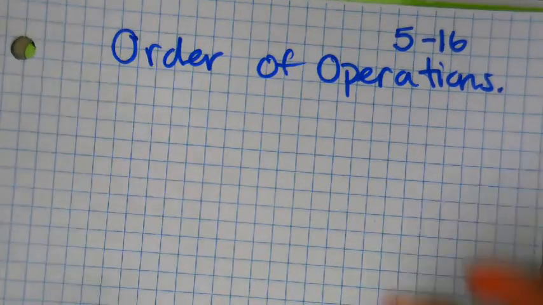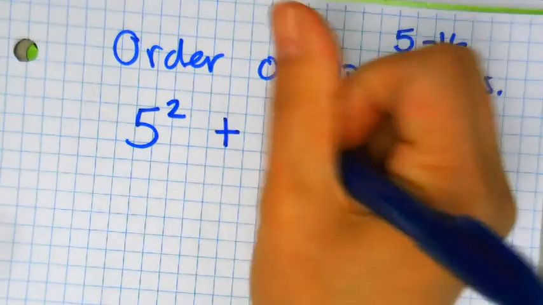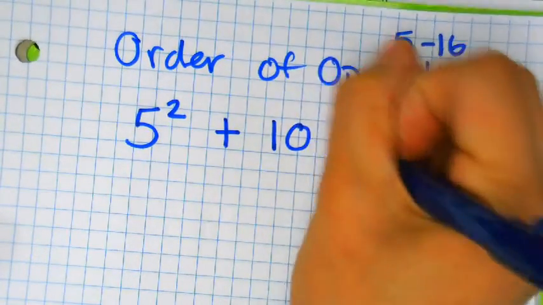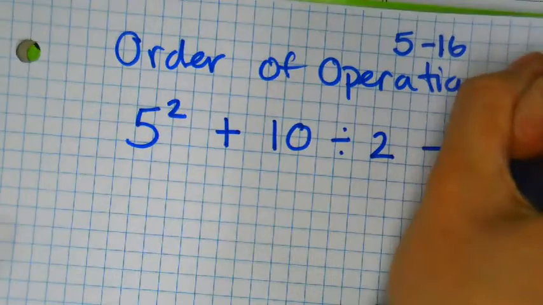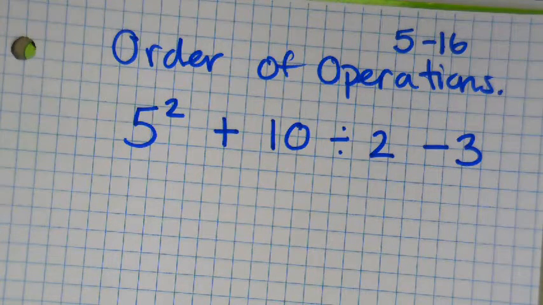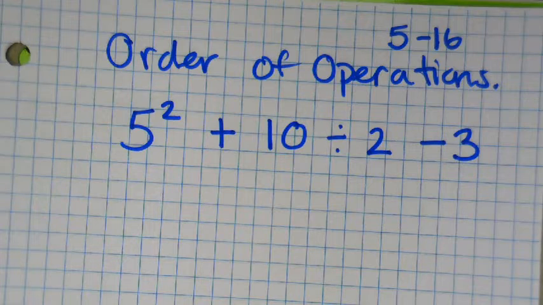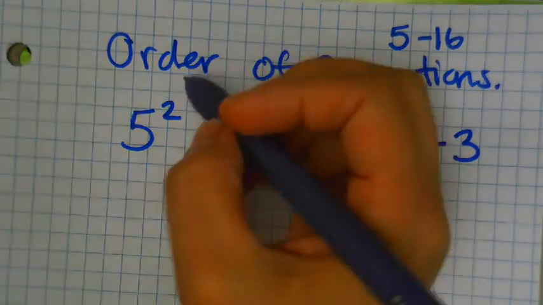All right. So let's say I have 5 squared plus 10 divided by 2 minus 3. Hennessy, I do expect you to be writing this down. All right. What do I do first? Yes. Times 5. What do you mean times 5? 25. Yeah. So we're going to do the exponent.